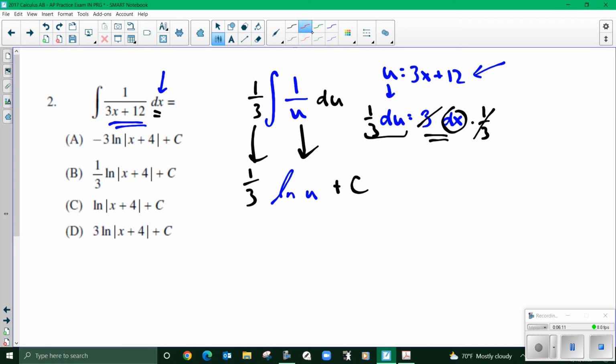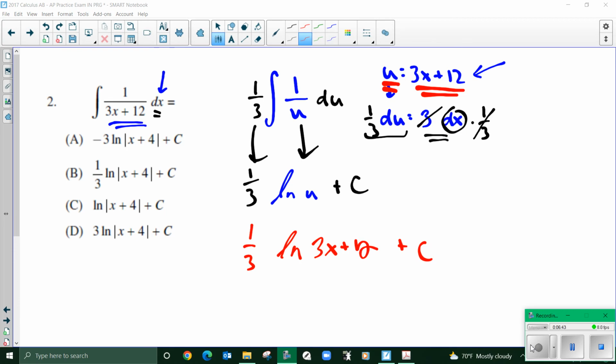So for u, I'm going to put 3x plus 12 back in. All right? Here you go. 1/3 the ln of 3x plus 12 plus c. Now, when I first did this problem, just like this, notice the answer is not there. And it drove me absolutely crazy.